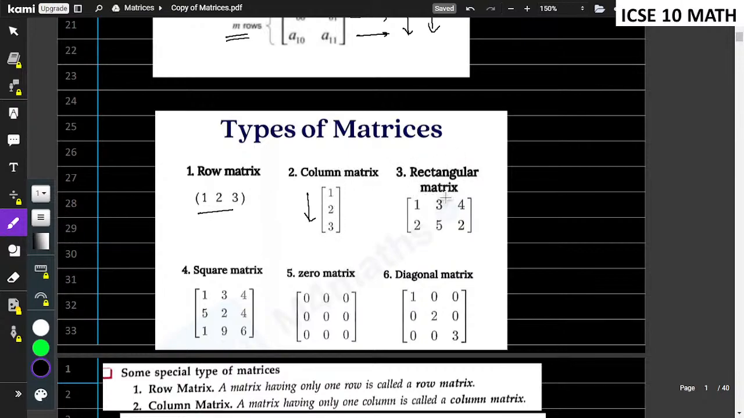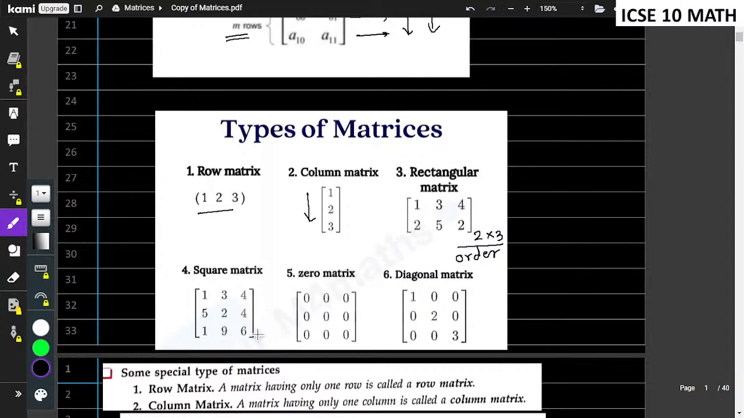Then we have the rectangular matrix. Here there are 2 rows and 3 columns. So 2 rows and 3 columns, which we call the order of the matrix. Now if you notice the fourth one, we have the square matrix. It looks like a square, while the rectangular matrix looks like a rectangle.